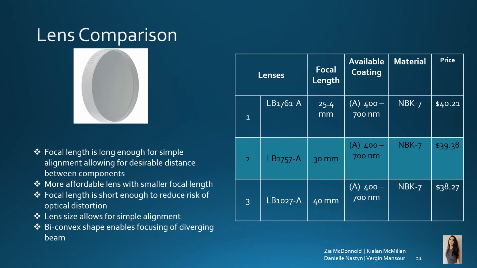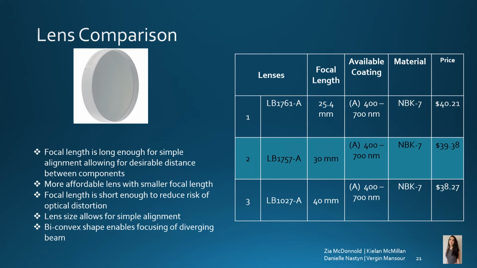Here we look at lens comparisons. The only differences between these lenses are their price and focal lengths. As for the comparison, lens 1 with a focal length of 25.4 mm is at the lower limit specification for the focal length. It is also the most expensive out of the 3. Lens 2's focal length is in the middle of the focal length specification at 30 mm, allowing enough room for mounting. Lens 3's focal length of 40 mm is at the upper limit of the specification, but is the least expensive out of the 3.